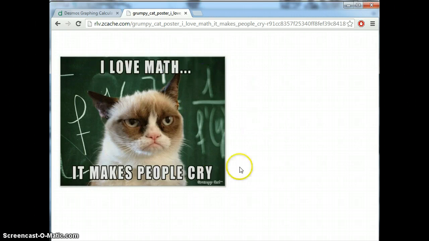So, here's a little cat. I love math, it makes people cry. Hopefully you guys won't cry as much, but let me go ahead and get started.